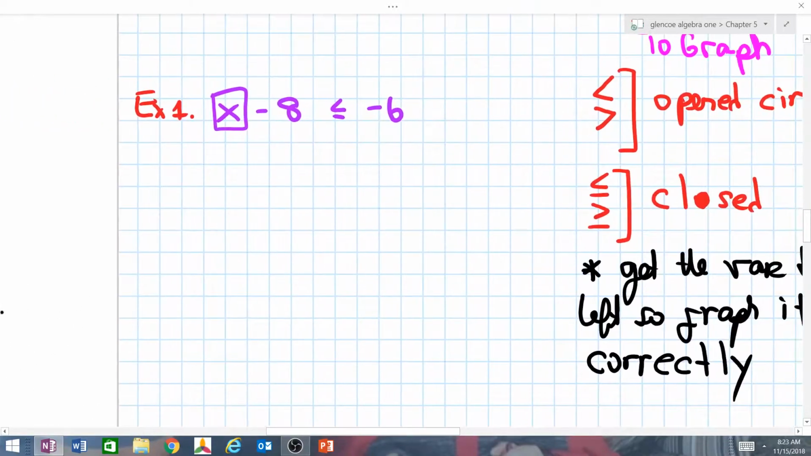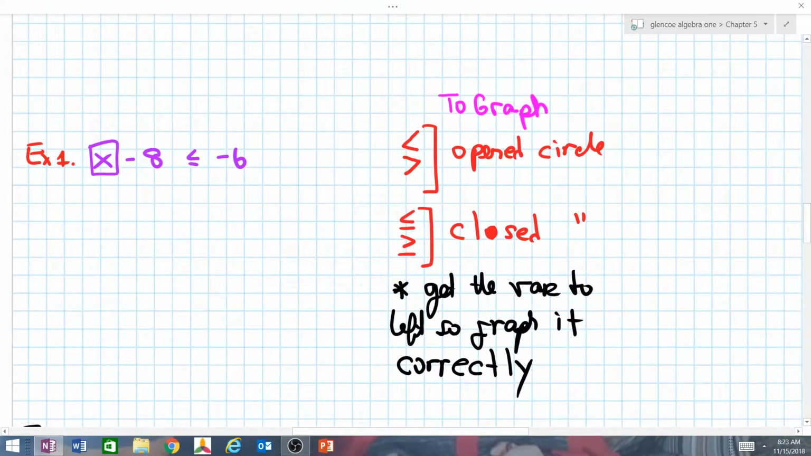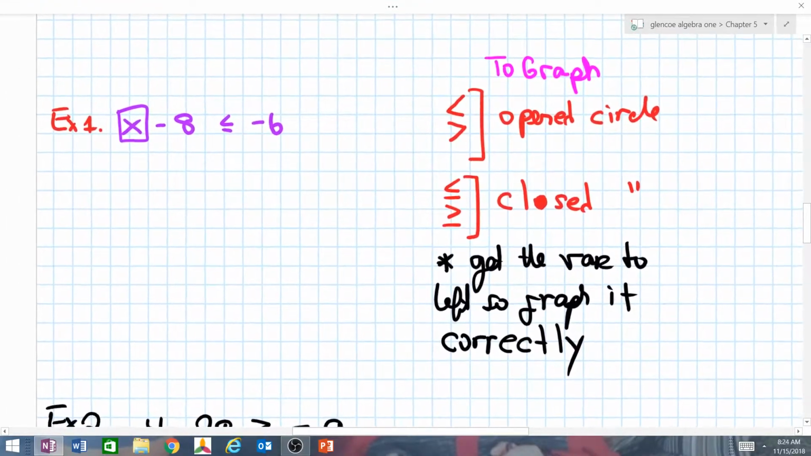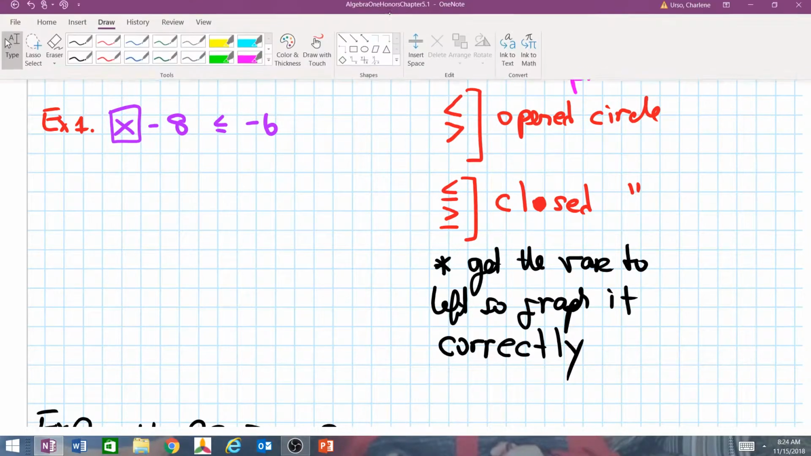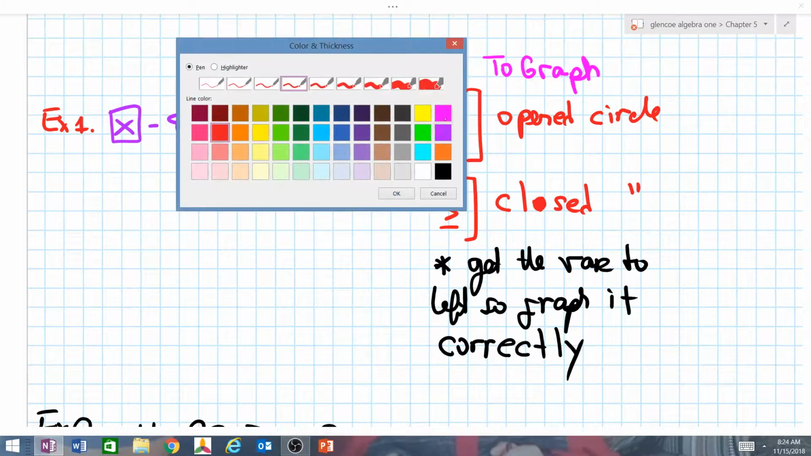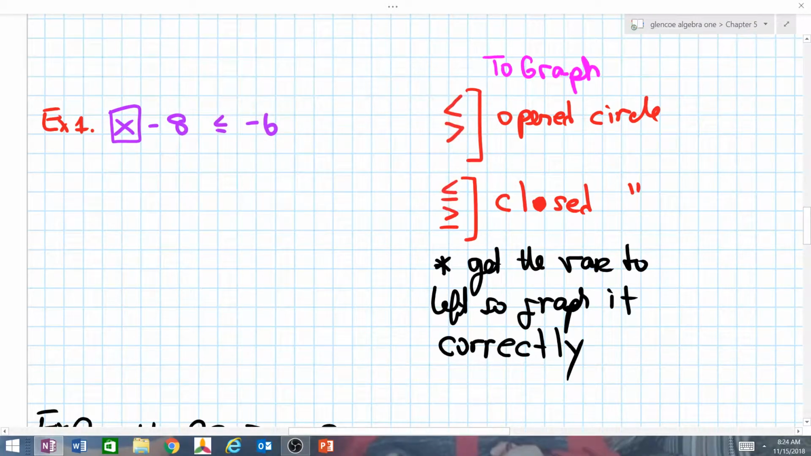So let's look at our first example. Our first example is x minus 8 is less than or equal to negative 6. If you notice, I've written a couple of things there. When graphing, if the symbol is less than or greater than, you graph it with an open circle. If the symbol is less than or equal to, or greater than or equal to, you're going to graph it with a closed circle. And again, I stress, get the variable to the left-hand side. Is that clear? Okay, get the variable to the left-hand side.